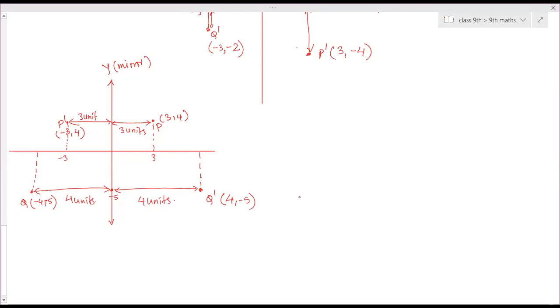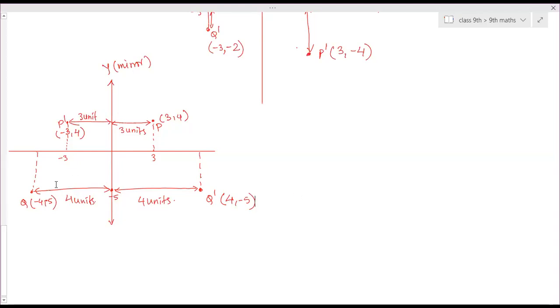Yes, ma'am. Now they will ask you to form the image in the x-axis and in the y-axis. 2 points will be given. In the x-axis, you have to form both the points as images, join them, and write the name of the figure obtained by joining all those points. Like that, a question can be asked. The figure can be a square or rectangle. Trapezium is not possible; only square or rectangle is possible.